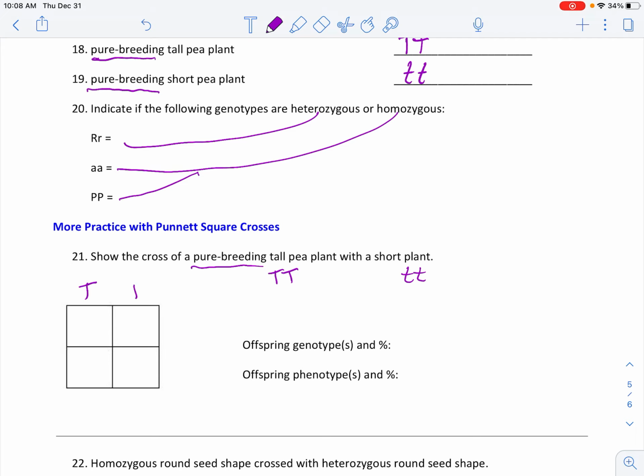remember, we take those alleles and split them up, because the reproductive cells, the gametes, will split those up as well. And then we bring the letters down and across. And in this case, all of the offspring probabilities are going to be 100%. And the phenotypes, well, that's going to be tall because it has at least one version of the dominant gene or allele.